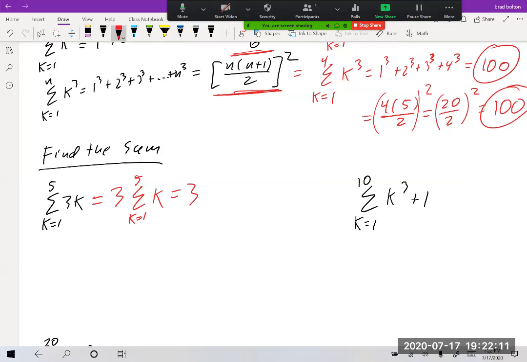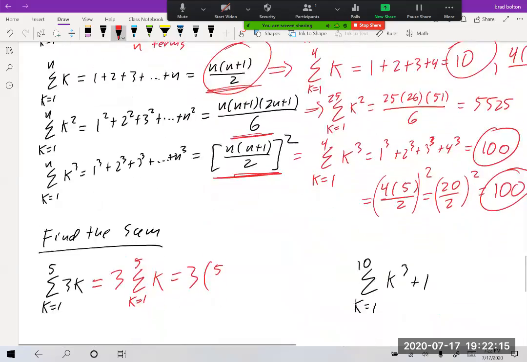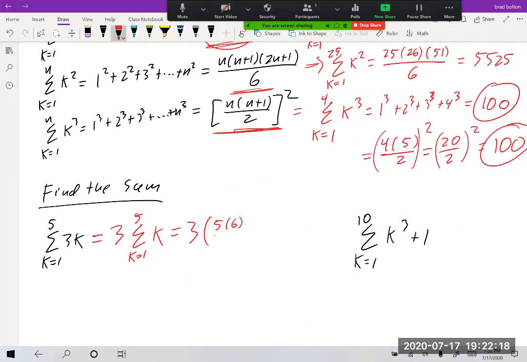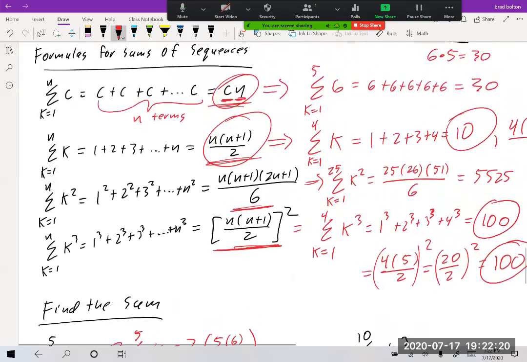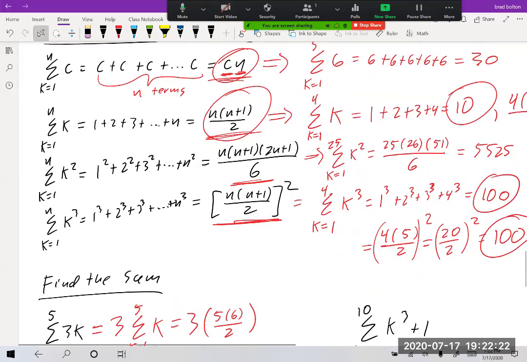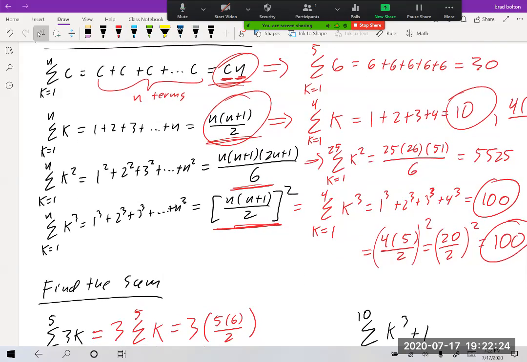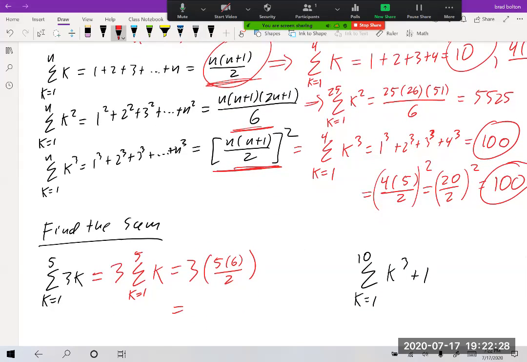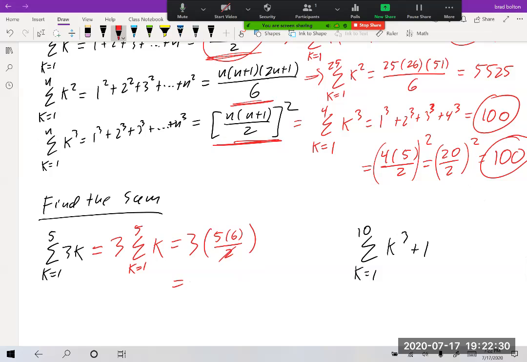So this would be 3 times 5 times 6 over 2. Let's see. 5 times 6 over 2. Yep, sounds good. So then this would be what? This would cancel with this, and this would be 15. That would be 45, I believe. So we get 45 for that one. Hopefully we got the same value.